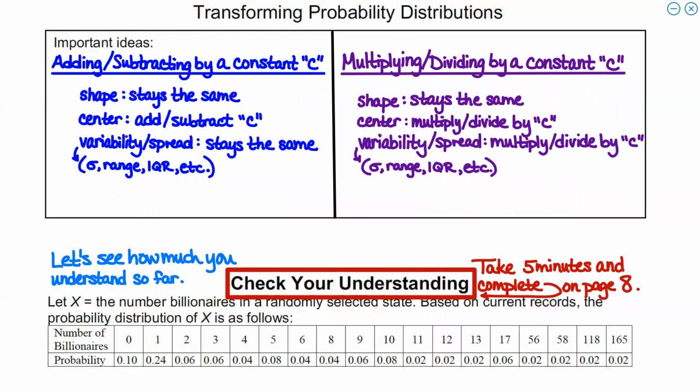If I add or subtract, my shape stays exactly the same. The center will move by either adding or subtracting C. And the variability, the spread, things that sigma and my range and my IQR are describing, that stays exactly the same.